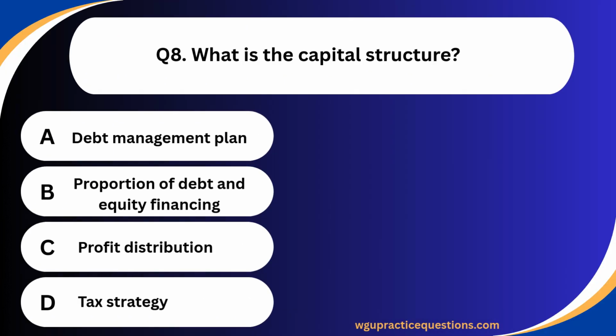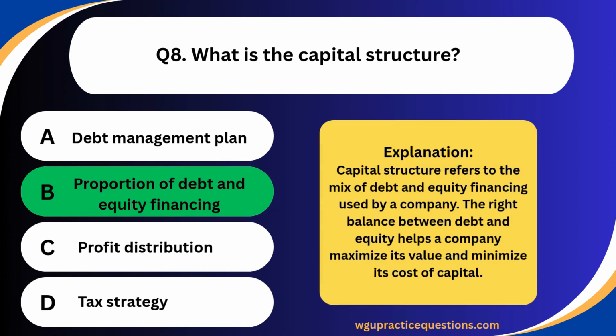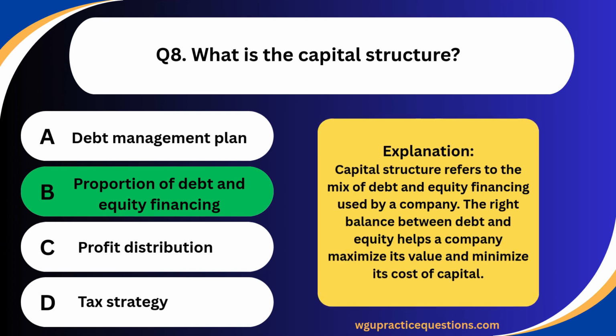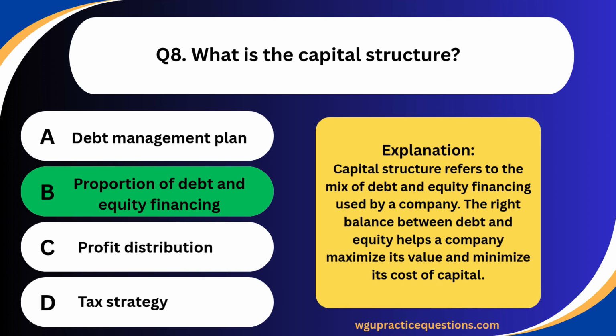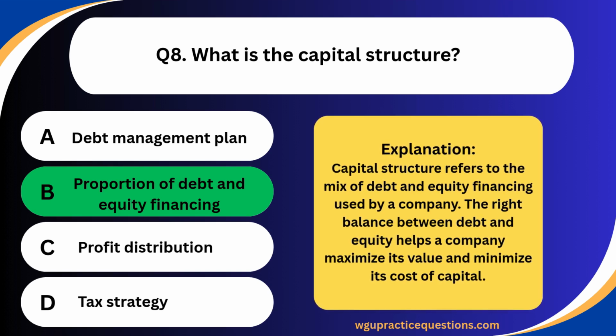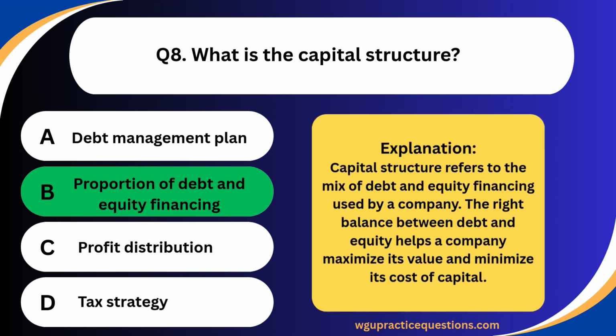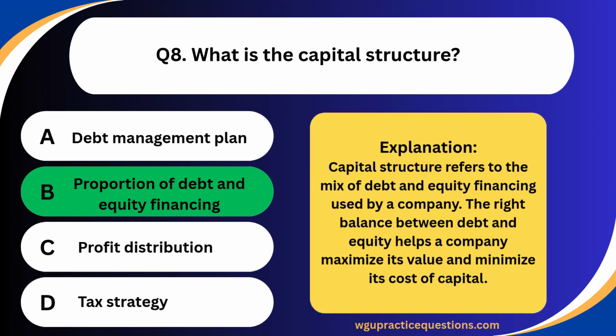The correct answer is B. Proportion of debt and equity financing. Explanation: capital structure refers to the mix of debt and equity financing used by a company. The right balance between debt and equity helps a company maximize its value and minimize its cost of capital.